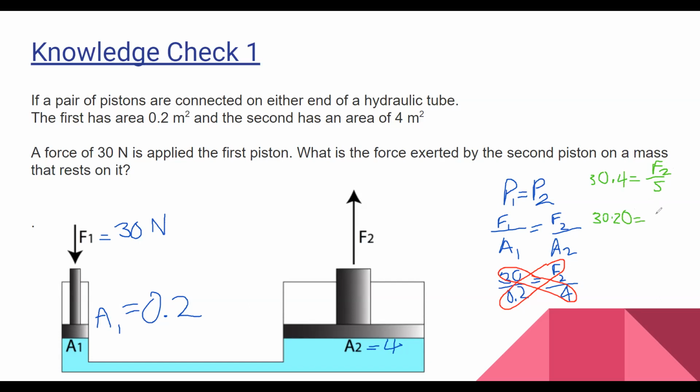So we now know that 600 is equal to F2. Thus, the force that's exerted by the second piston is equal to 600 units. Here the units is units, so that's your answer.